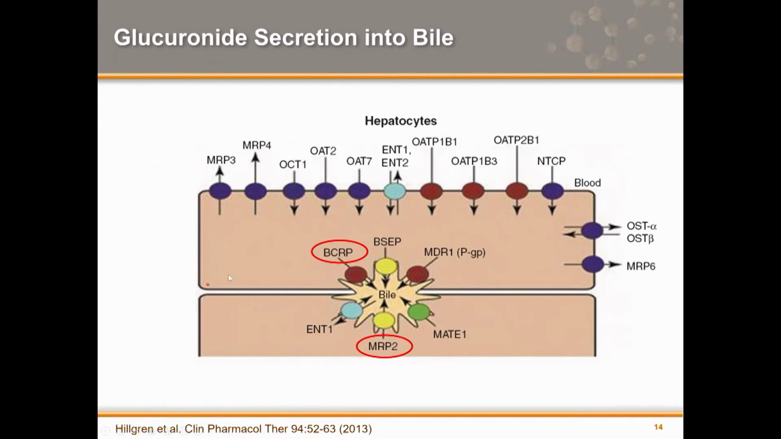For glucuronides that are formed in the hepatocyte to circulate in the plasma and be able to, for example, get to the kidney for renal elimination, they also require a transporter on the basolateral membrane of the hepatocyte, and MRP3 has been shown to be critical for the elimination of most glucuronides from the hepatocyte into the plasma, with some potential contribution from MRP4 as well.